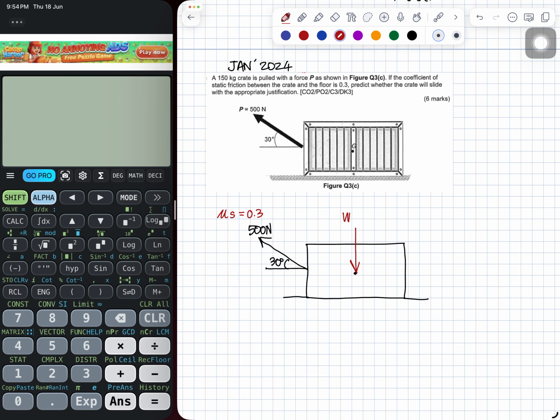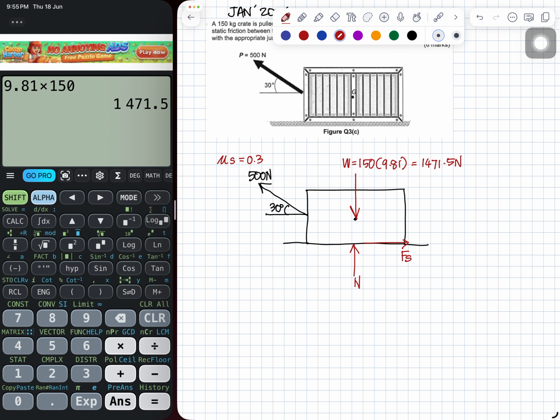Okay, so we have W here equals 150 times 9.81 equals 1471.5 Newton. Since we have W, the reaction force N is supposed to be here, and then the friction force should be to the right, since the box is pulled to the left, right? So the friction force must be in the opposite direction. So we have here Fs.